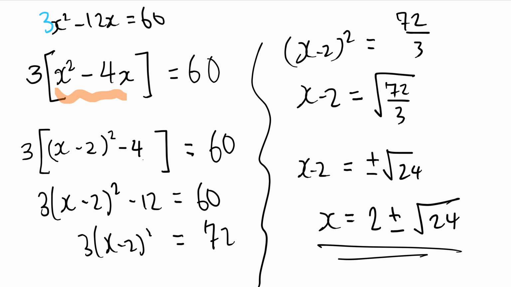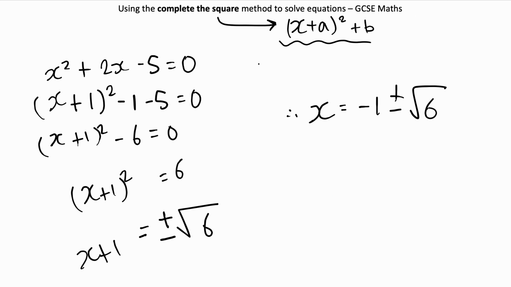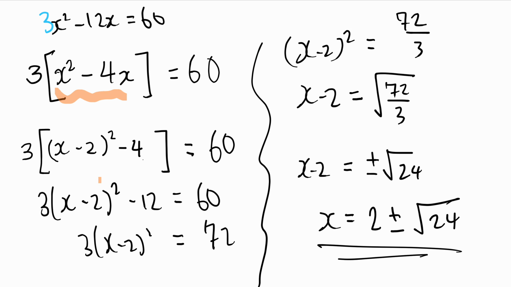So it's pretty much easy when you're just trying to solve equations by using the complete the square method. You're changing the form of the equation into this square form. And then from there on, you can just do the reverse of square, which is square rooting. And yeah, that's pretty much it for solving equations using this method.